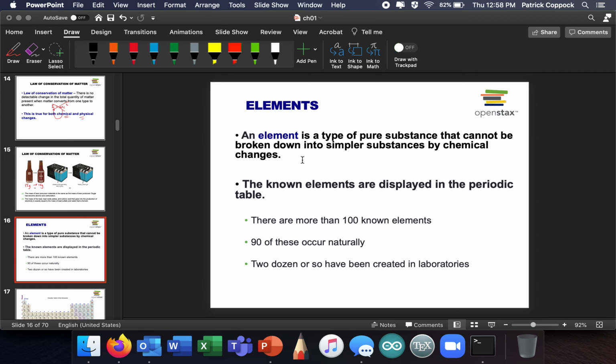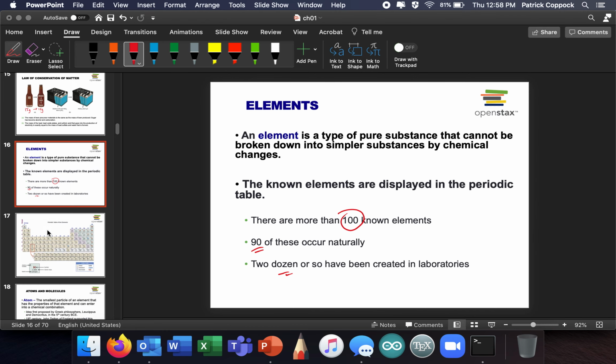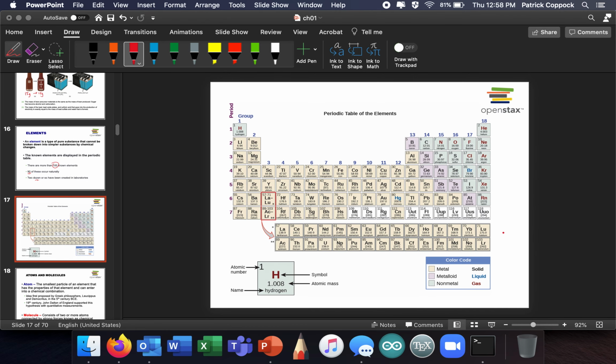Let's move on. So an element is a type of pure substance that cannot be broken down into simpler substances. You've seen elements before, in the periodic table of the elements. These are the building blocks of nature, right? There are over 100 known elements. 90 of these are natural, and then a couple dozen of them we've made in laboratories. The periodic table is super useful to us. It has lots of information in it, and it's organized in a very nice way. Thank you, Dmitri Mendeleev, for suggesting this, because we now can make tons of predictions just based upon it.